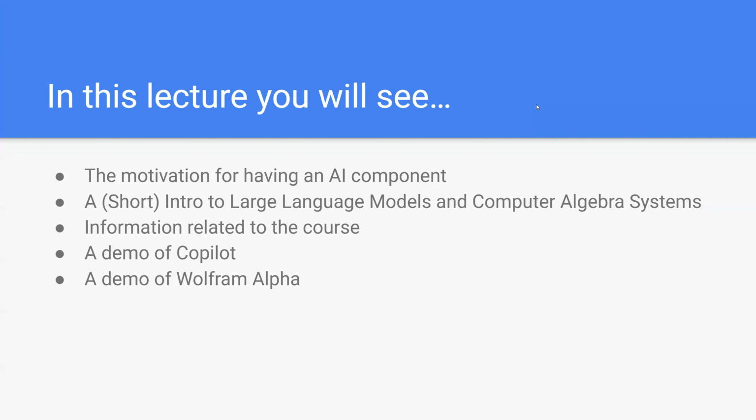In this lecture, we'll cover several key topics. First, we'll discuss the motivation for integrating an AI component into our course. This includes understanding the impact of AI on various industries and academia and why it's essential for us to adapt to these changes. Then we'll provide a brief introduction to large language models, or LLMs, and computer algebra systems, or CAS, explaining their roles and functionalities.